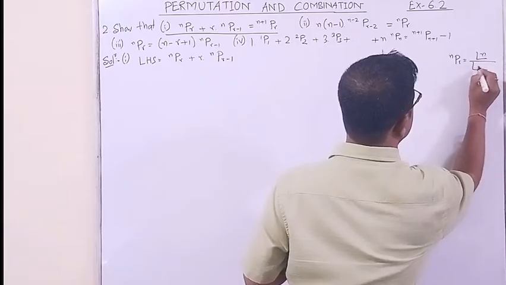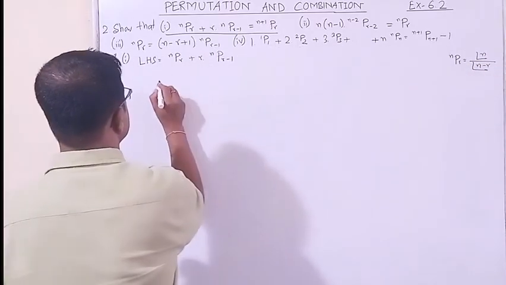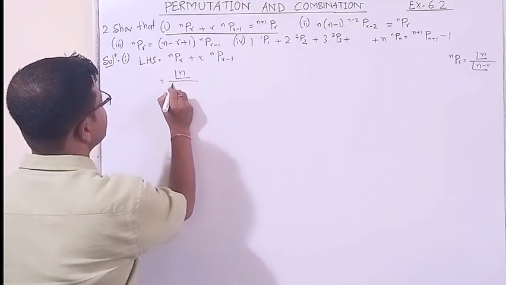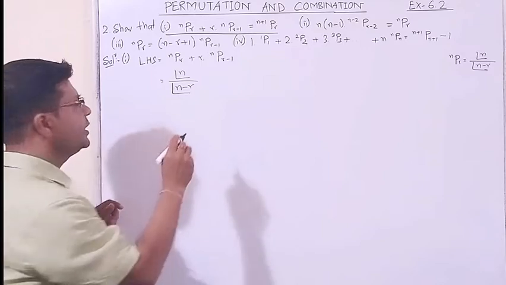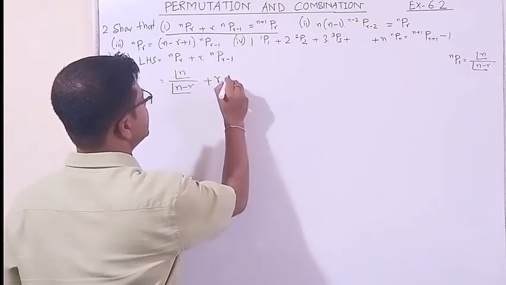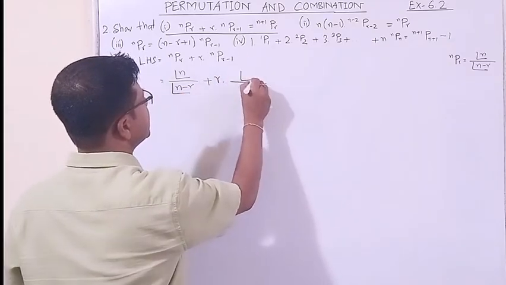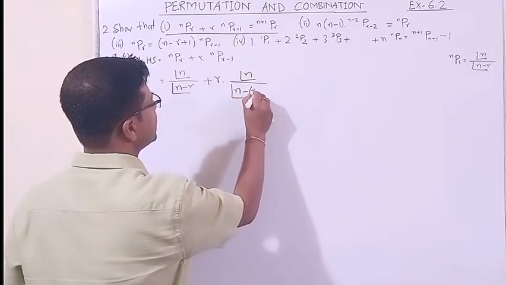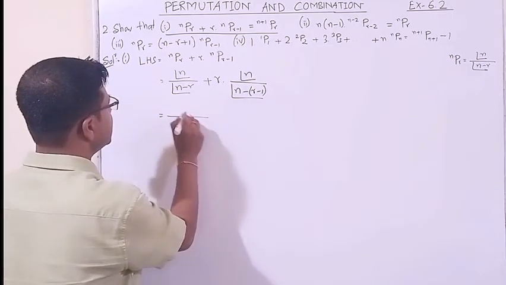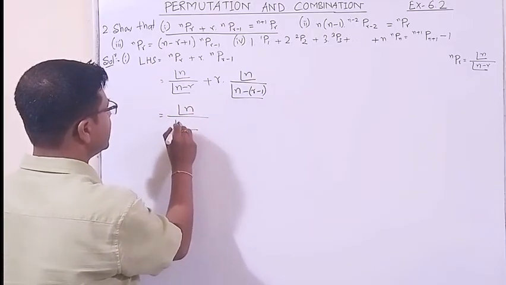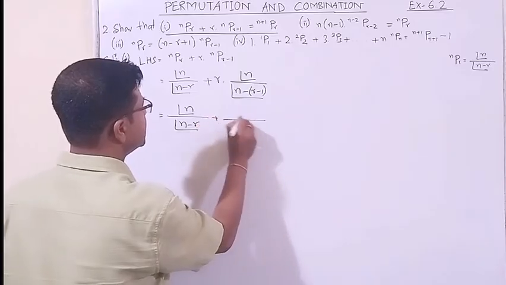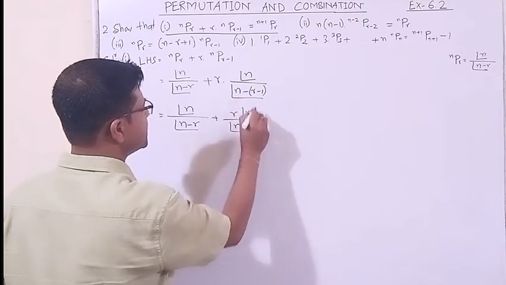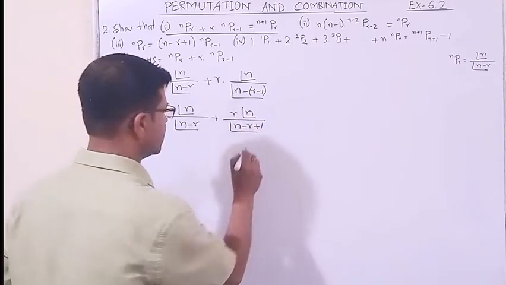Factorial n divided by factorial n minus r. So here, what is nPr? nPr is factorial n divided by factorial n minus r. Is it all right? This is r into, again using that, we'll get factorial n divided by factorial n minus (r minus 1). Very simple. Factorial n minus r plus this is r factorial n. So this is n minus r plus 1. Have you understood this?